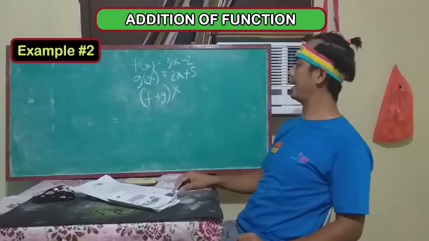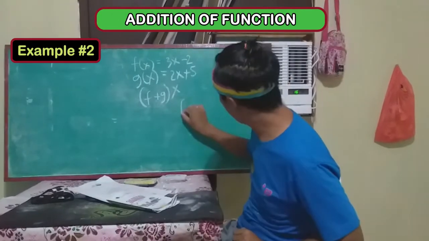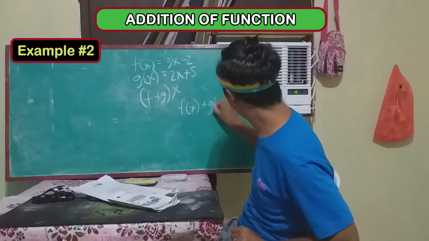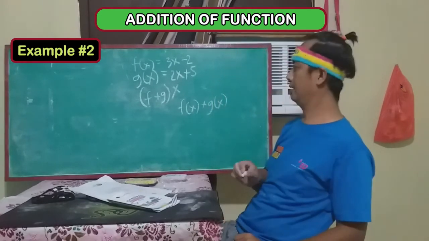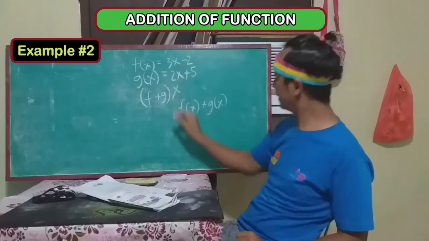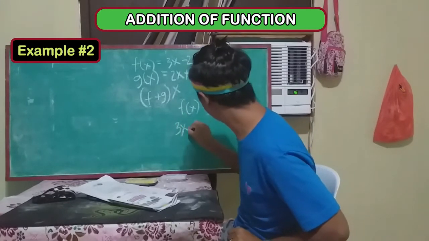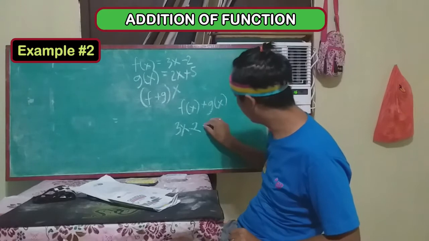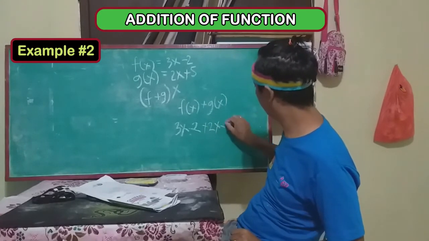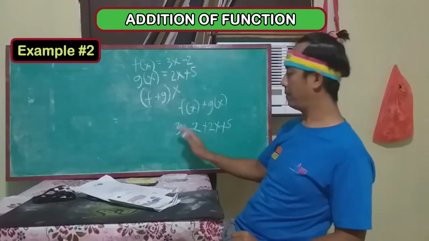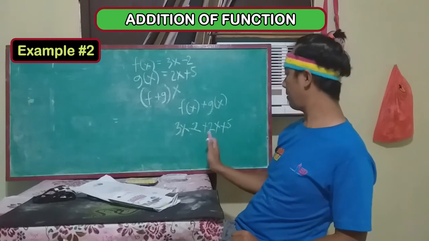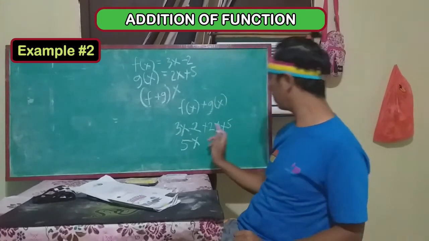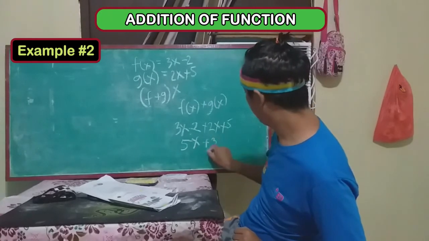So, tingnan natin yan. Function of f of x plus function of g. Ano ang function of f? 3x minus 2. Function of g, 2x plus 5. Plus 2x plus 5. May like terms yung 3x saka 2x. So, magiging 5x. Minus 2 plus 5, 3. So, yan ang sagot yan.